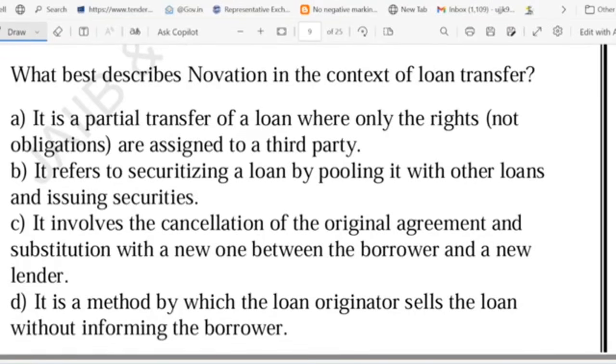What best describes novation in the context of loan transfer? Option A, it is a partial transfer of a loan where only the rights, not obligations, are assigned to a third party. Option B, it refers to securitizing a loan by pooling it with other loans and issuing securities. Option C, it involves the cancellation of the original agreement and substitution with a new one between the borrower and the new lender. Option D, it is a method by which the loan originator sells the loan without informing the borrower.